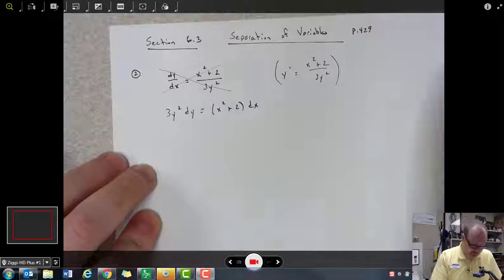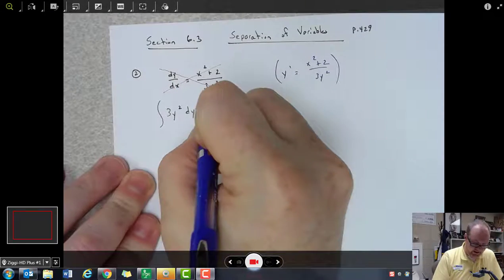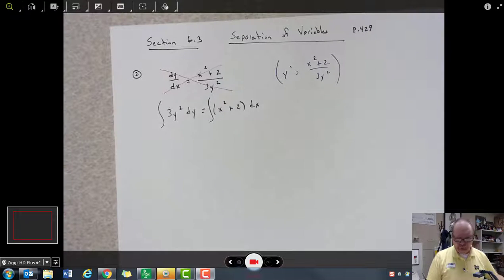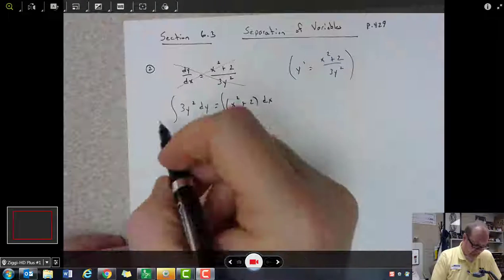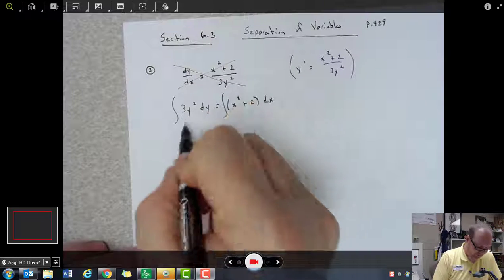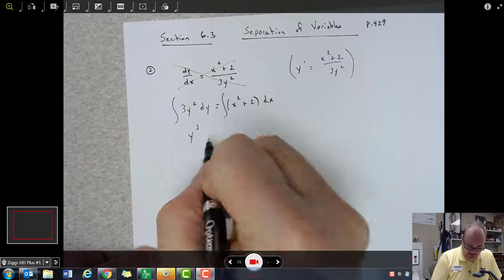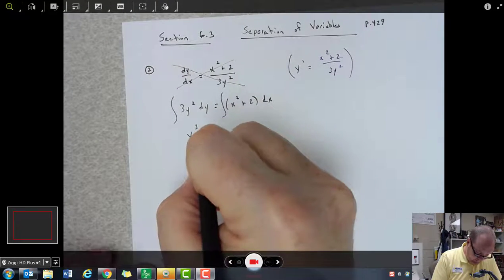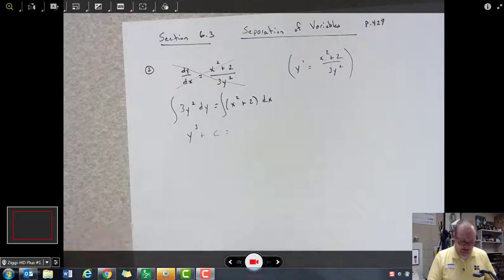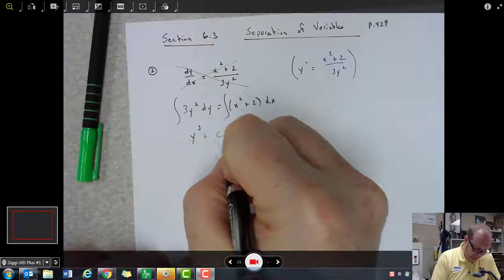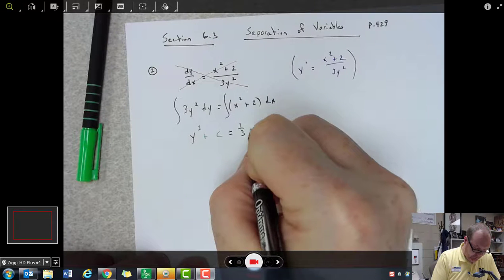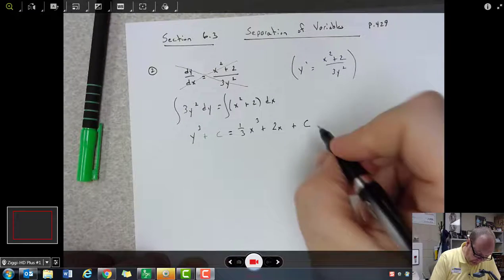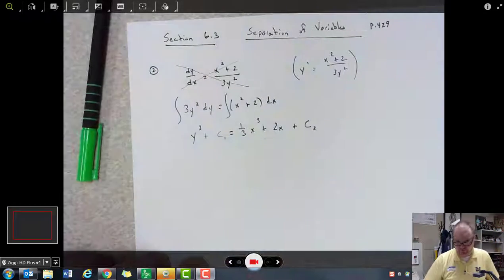And so what that allows me to do is, once I have everything separated, I can integrate both sides. And as always, any integration rule out there is fair game. So if I integrate over here, add 1 to the power and divide by the power, it's y cubed, technically plus a constant. We're going to handle those in a little bit different way in a moment. And then if I integrate on the other side, I end up with 1/3 x cubed plus 2x plus some other constant. I'll call those C1 and C2.